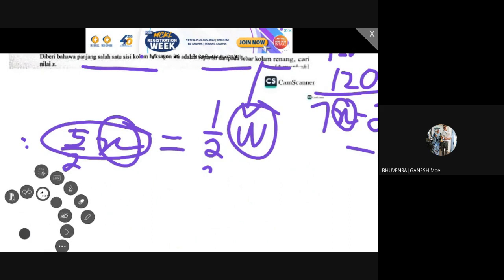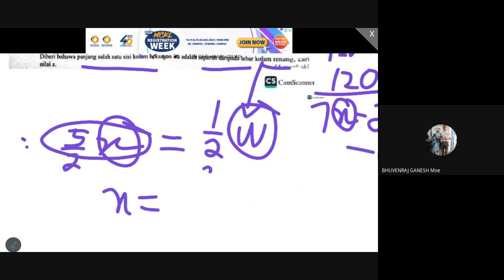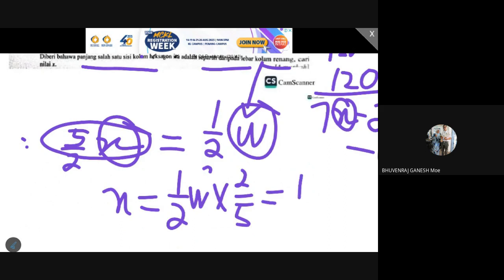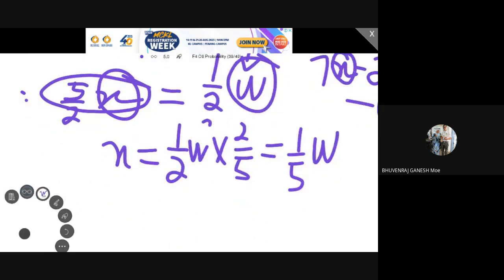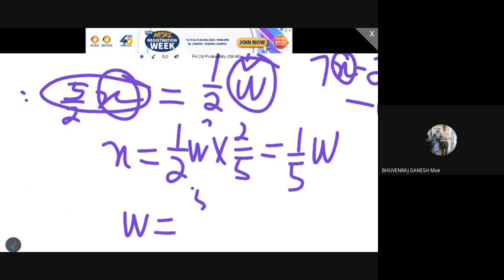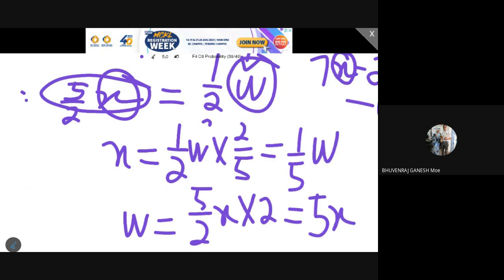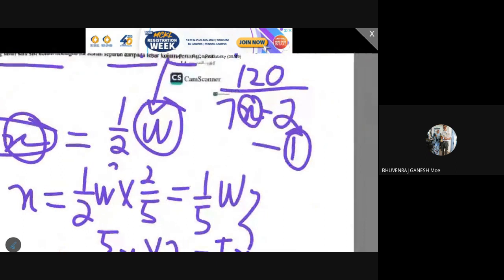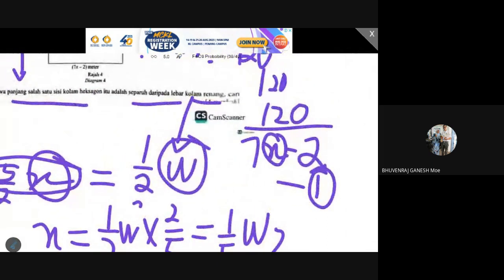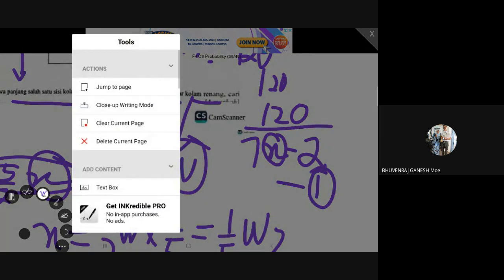Okay, so x is 1 over 2 w times 2 over 5, means that x is 1 over 5 w. Or you can also ungkapkan x dalam sebutan w. You can express w in terms of x if you want also. W is 5 over 2x times 2, so you will get 5x. Mana-mana satu pun boleh guys. Either or. Kamu boleh gantikan dalam persamaan pertama kamu kat sini. So this one, you can refer over the working here. Kamu boleh lihat jalan kira saya.